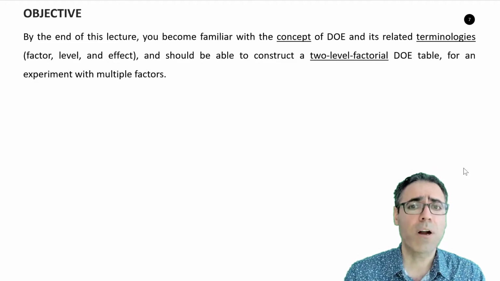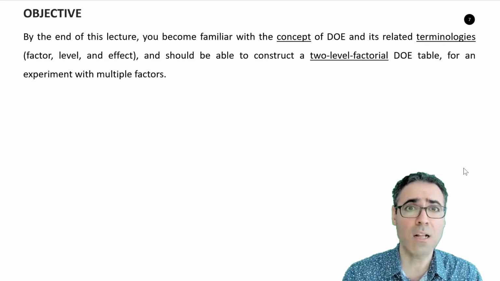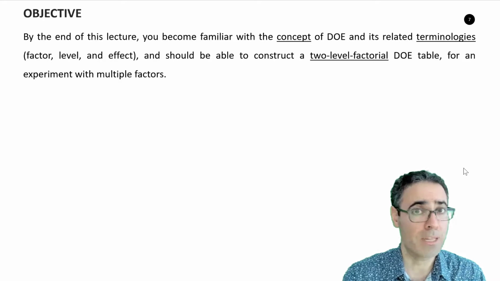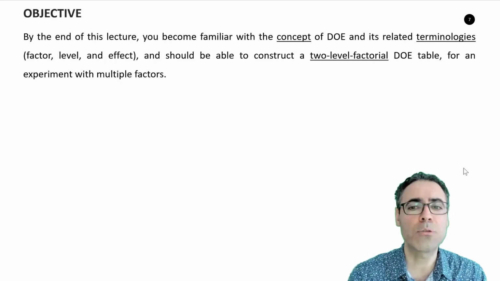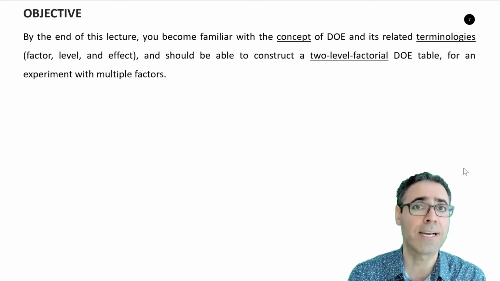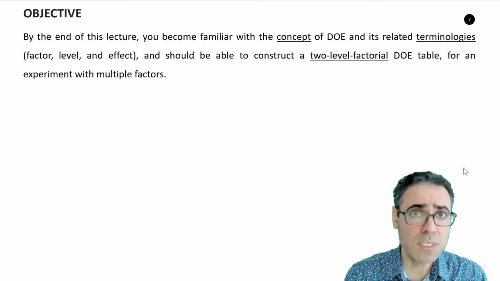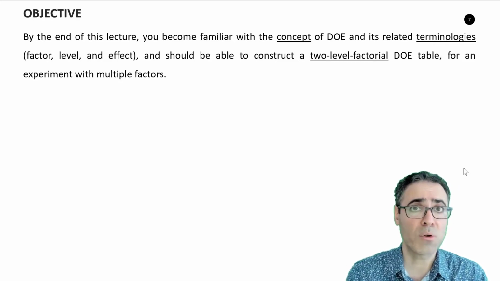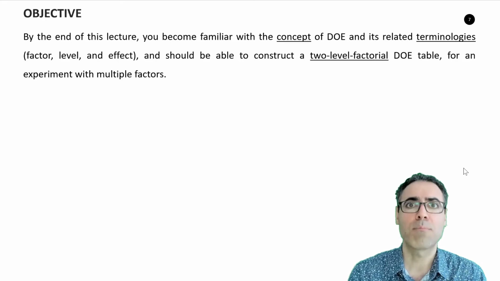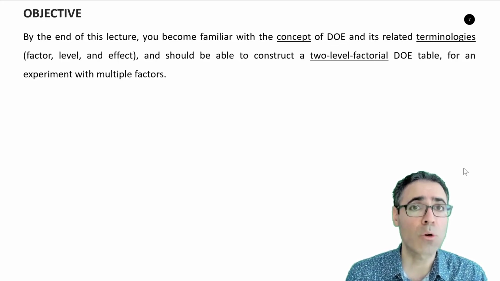So the objective of our lecture today is, first of all, to know the concept of DOE and some terminologies related to that. And by the end of today's lecture, you should be able to conduct a two-level factorial DOE. You form the table and then do some basic analysis with DOE. Hopefully, you can use this information maybe in your capstone experiment, or maybe in the future if you are doing some real-world experiment.